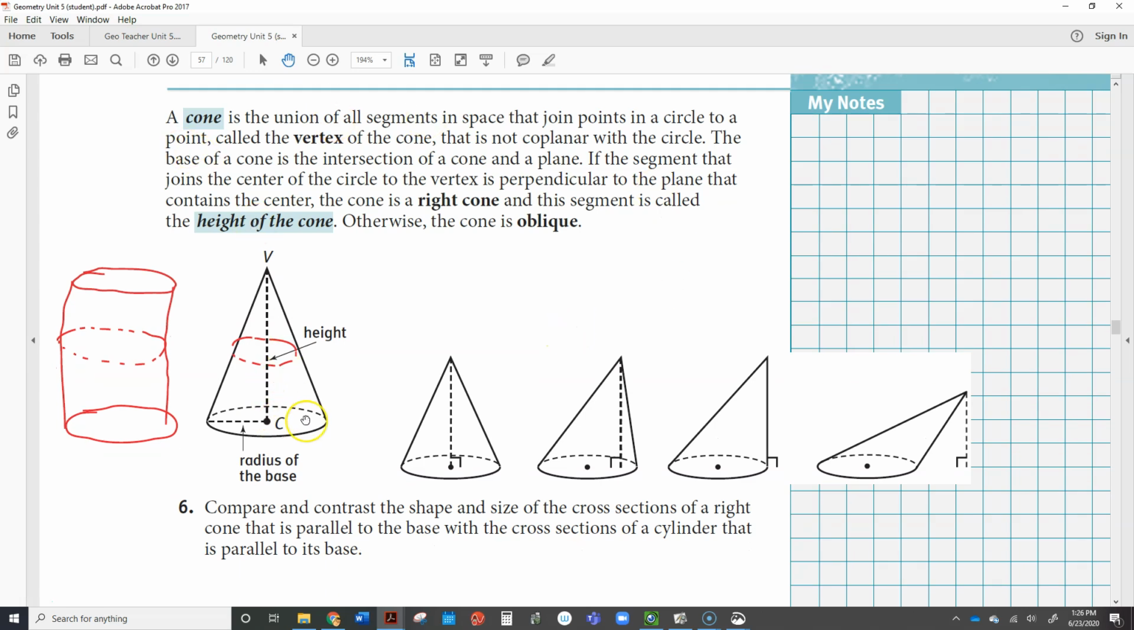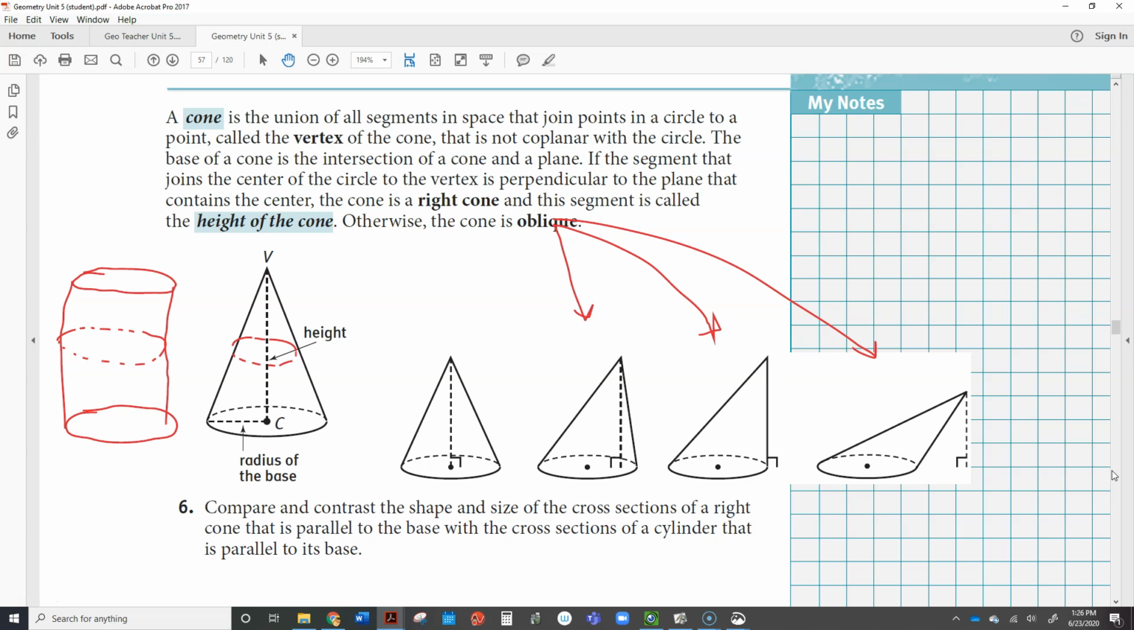A cone is much like a pyramid in that it only has one base, and it's got this vertex up here at the top. It's a right cone if the vertex is right above the center of the circle. If the vertex is not above the center of the circle, like these over here, then these are oblique. This one's oblique, this one's oblique, this one's oblique.